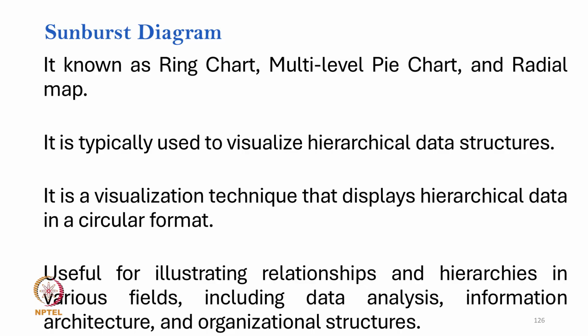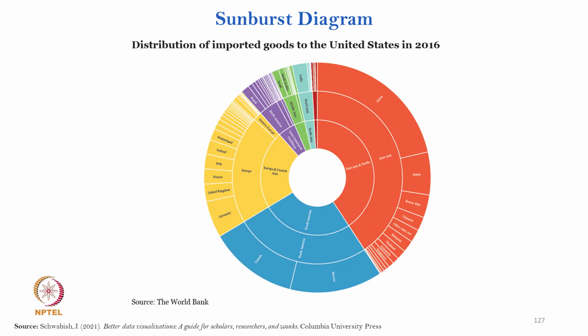And sunburst diagrams. These are also known as ring charts, multi-level pie charts or radial charts. They are typically used to visualize hierarchical data structure, a visualization technique that displays hierarchical data in a circular format, and they are most useful for illustrating relationships and hierarchy in various fields such as data analysis, information architecture, and organization structure. It consists of an inner circle surrounded by rings of hierarchy levels.